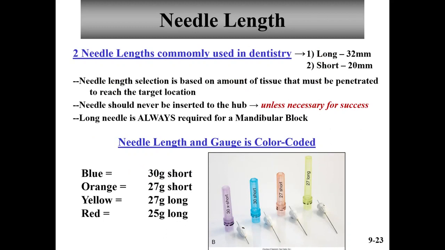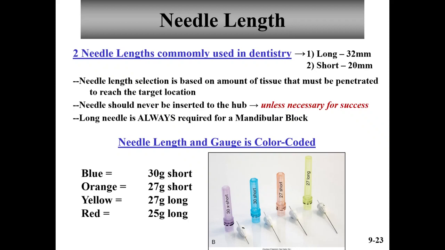There are 2 needle lengths commonly used in dentistry. Long and short. A long needle is 32 millimeters long. A short needle is 20 millimeters long. The needle length that you choose is based on the amount of tissue you have to penetrate to get to your target. So we'll teach you which length you need for which injections.